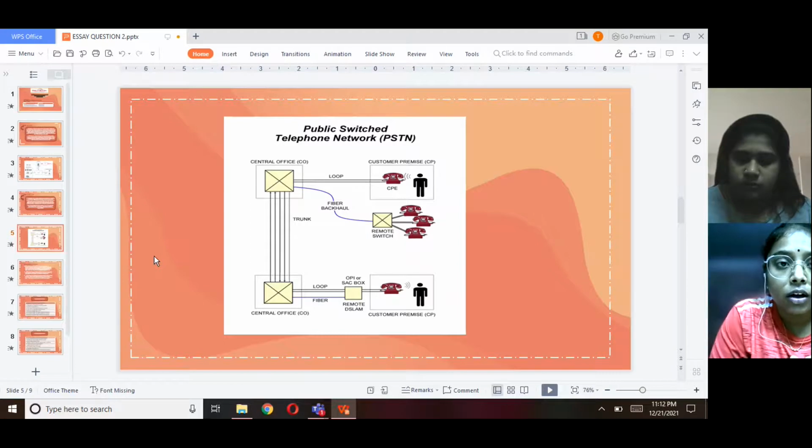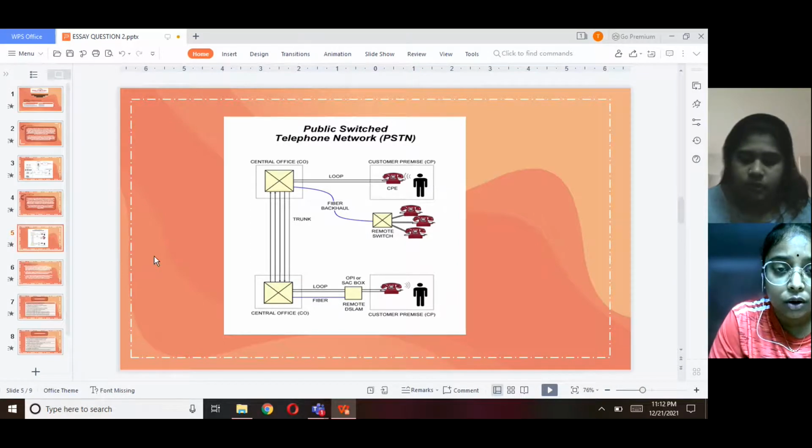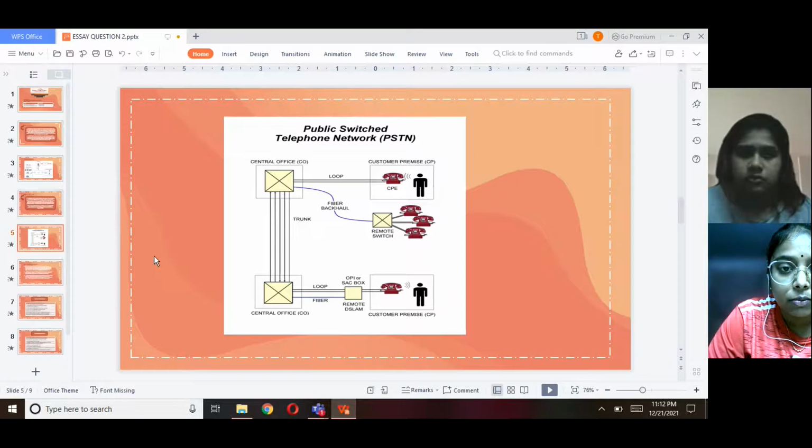So the central office connects to the local loop and fiber backhauls, and these two connect by customer premises and remote switch. The central office also connects the local and subscriber loop plus fiber, and this connects to the POP or SAC box and remote DSLAM. So this connects to customer premises.